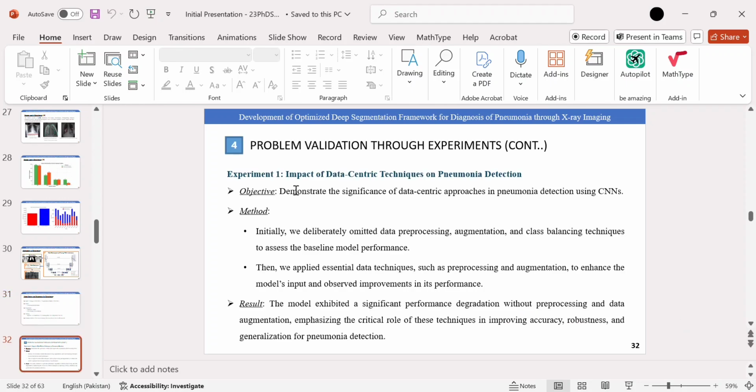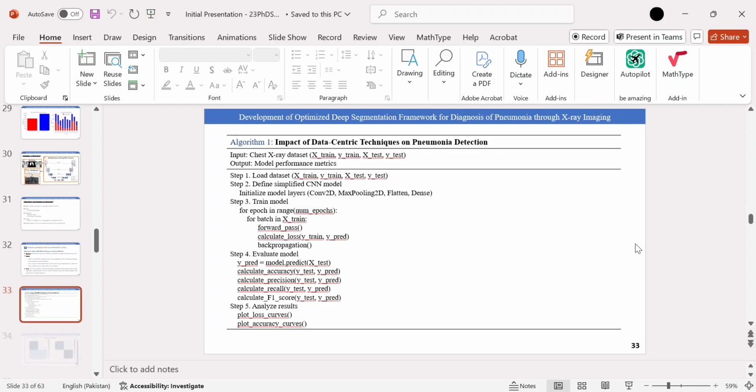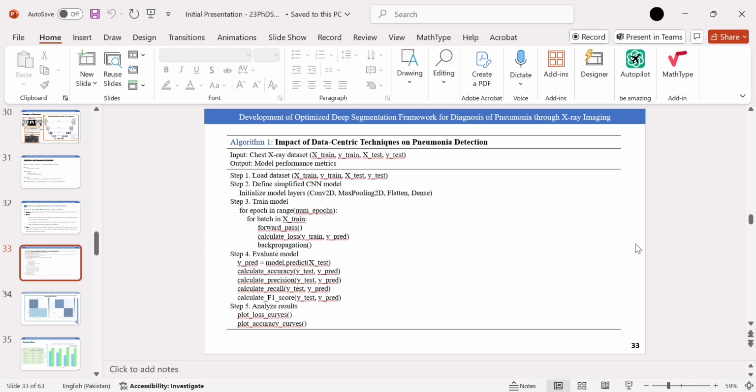The first experiment deals with the impact of data-centric techniques on pneumonia detection. The data-centric techniques basically focus on improving data quality through data pre-processing and data augmentation techniques. Initially we deliberately omitted data pre-processing, augmentation and class imbalancing techniques to assess the baseline model performance, and it was observed that without using these techniques the model's performance degraded, and with these techniques the model gives better results.